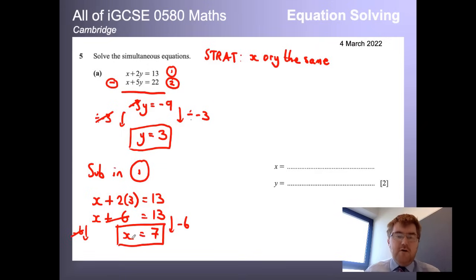Making sure I've got very, very clear working as I go through. So make sure you put the right answer in the right place. X is 7 and y is 3. Please don't be that student who puts them the wrong way around. Please don't do that at home.